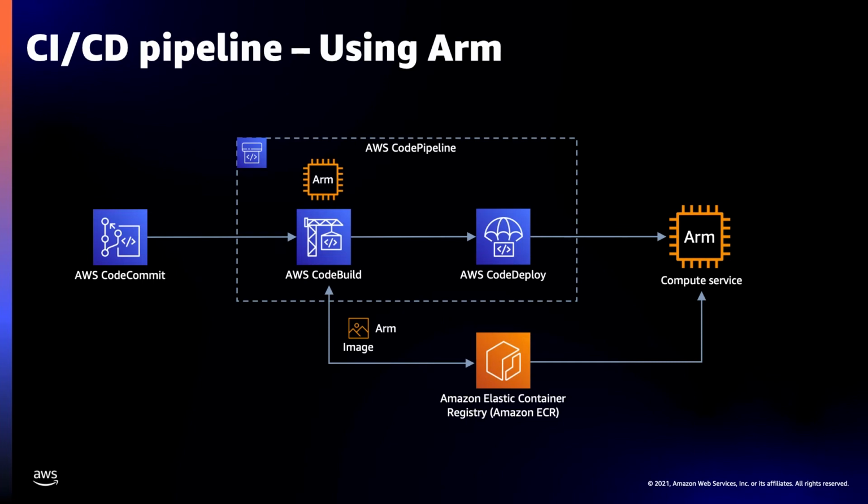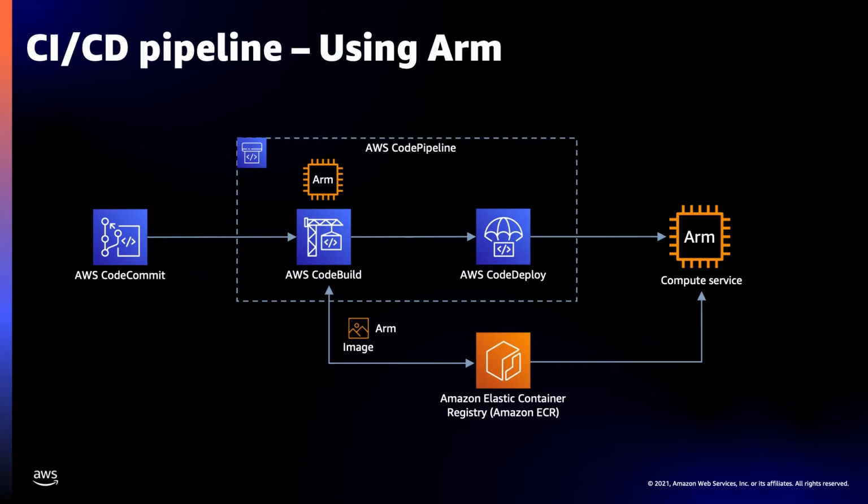We'll publish that image to Amazon Container Registry. Now, that's a bit of a mouthful, so I'll be using ECR for the rest of the demo. Think of ECR as NuGet for container images. With the image published, we'll use AWS CodeDeploy to deploy that updated image to the target compute service.